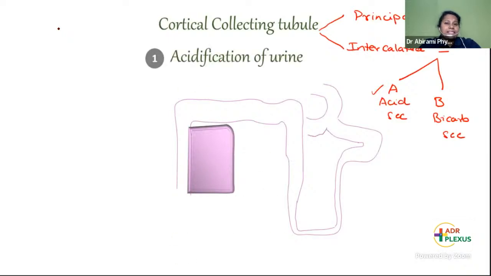So when it helps in acid secretion, acid is going to be poured out into the lumen. It is going to be poured out into the urine, thereby acidifying urine. That is called acidification of urine. So the first role of cortical collecting tubule is, with the help of aldosterone, it helps you in acidification of urine.